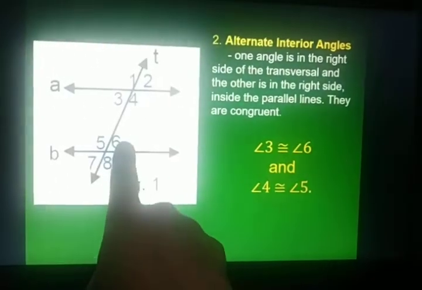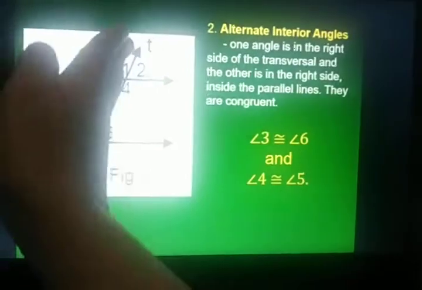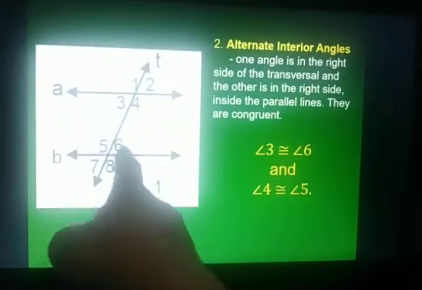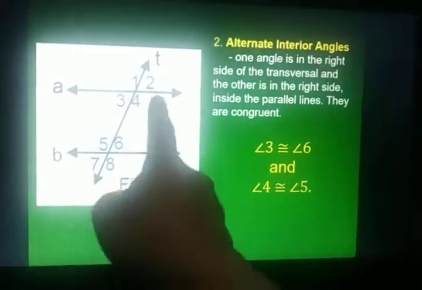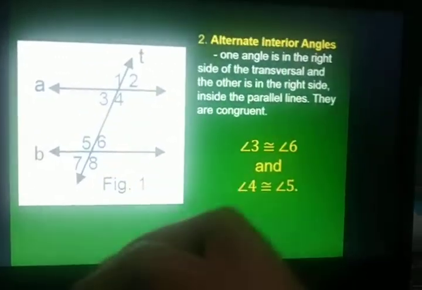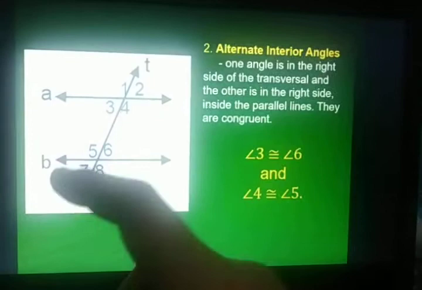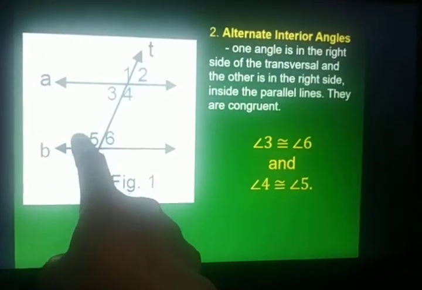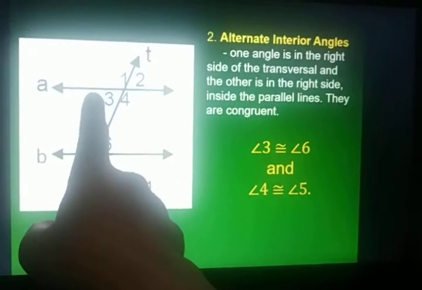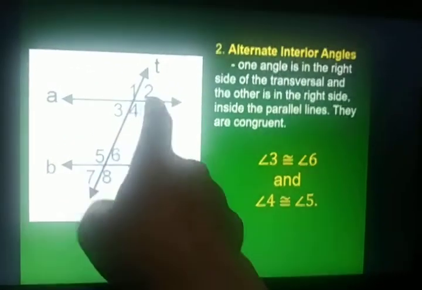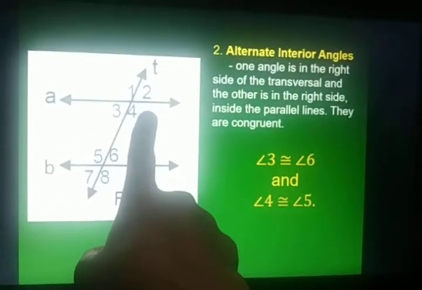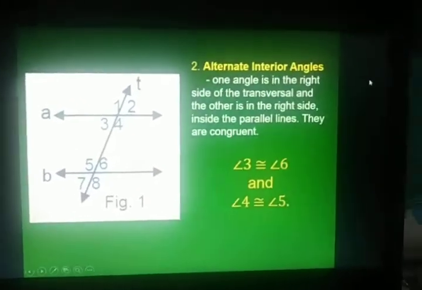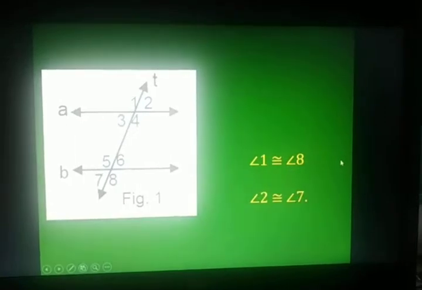Angle 3 and angle 6. One is above, the other below, one on the right, one on the left. Okay? So, 3 and 6 and 4 and 5. Alternate interior angles. They are congruent. So, angle 3 and angle 6 are congruent, angle 4 and angle 5 are congruent. If angle 3 is 75 degrees, angle 6 is also 75 degrees. If angle 4 is 105 degrees, angle 5 is also 105 degrees. Remember that. Next, number 3.